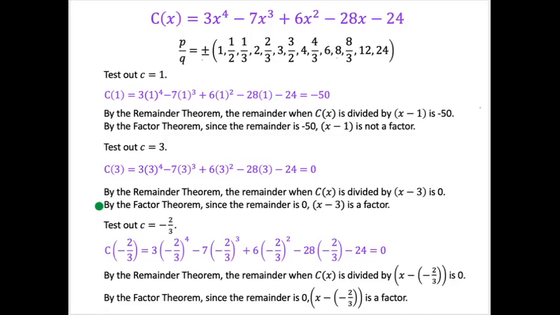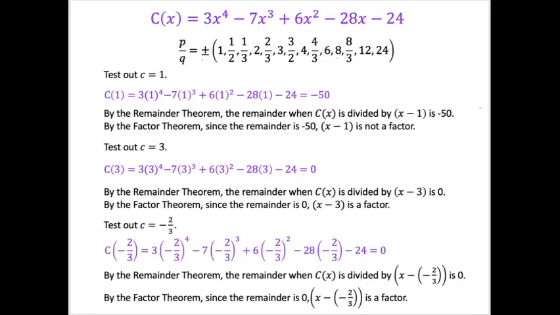We also have another example here. We're going to test out c equals negative 2/3. So this is another one of our possible rational roots, negative 2/3. Well, f of negative 2/3 is equal to 0. So our remainder theorem tells us that the remainder when f of x is divided by x minus negative 2/3 is 0. Then by the factor theorem, since the remainder is 0, x minus negative 2/3 is a factor. So we can also say that c equals negative 2/3 is a 0.